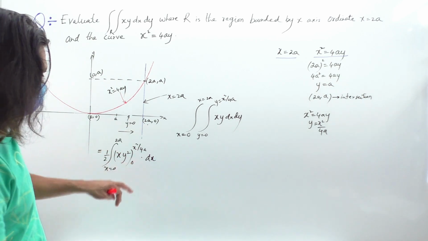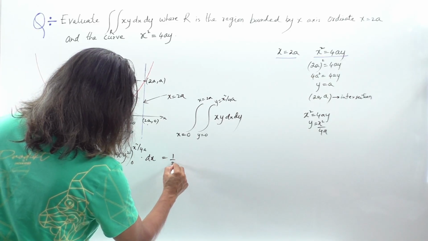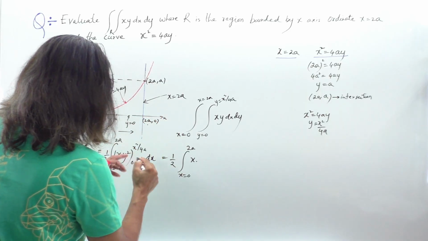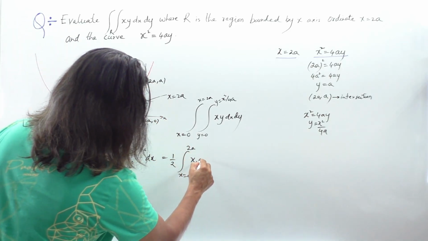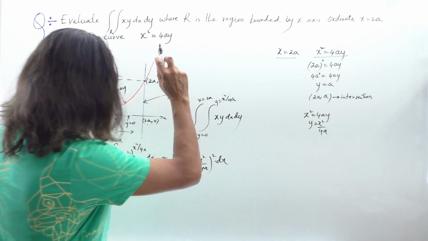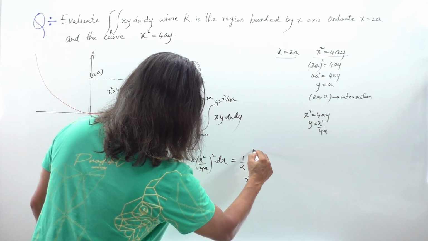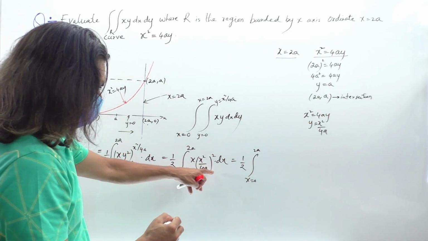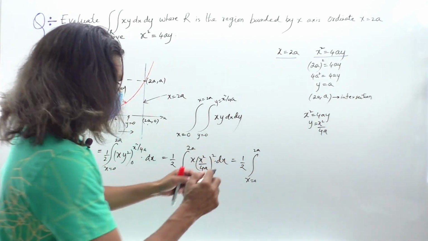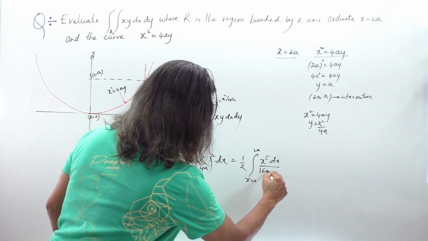Now, put the limits, the top limit minus bottom limit. So, in place of y, we are going to put x square by 4a, that is 1 by 2 outside, x is 0 to 2a, x into, in place of y, put x square by 4a, the whole square dx. So, that will become now 1 by 2, x is equal to 0 to 2a, x into x square square is x to the 4, into 1, x to the 5, dx divided by 16a square.